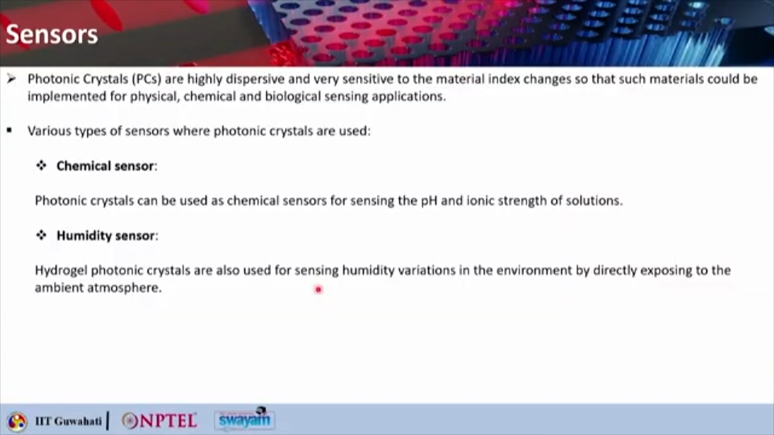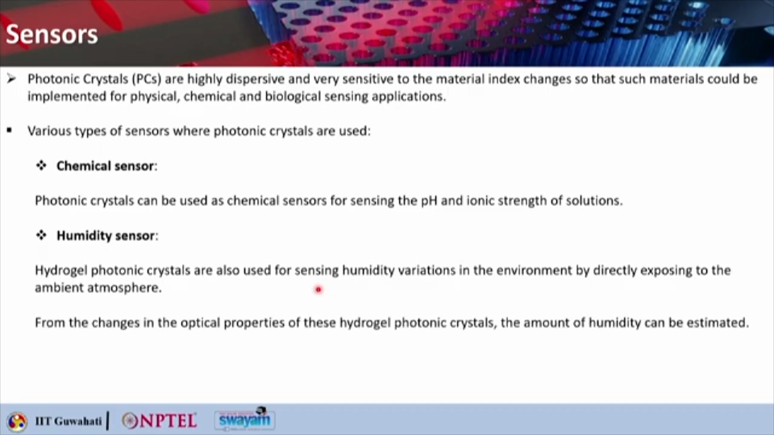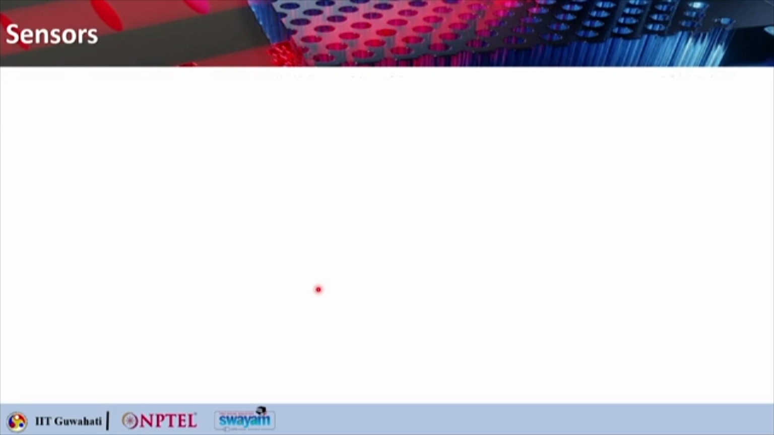So the combination of hydrogels with photonic crystals leads to materials that can respond to environmental changes by altering their optical properties, such as reflectance and transmission, offering unique functionalities for a different range of applications. So in short, you can say from the changes in the optical properties of these hydrogel photonic crystals, the amount of humidity can be estimated.